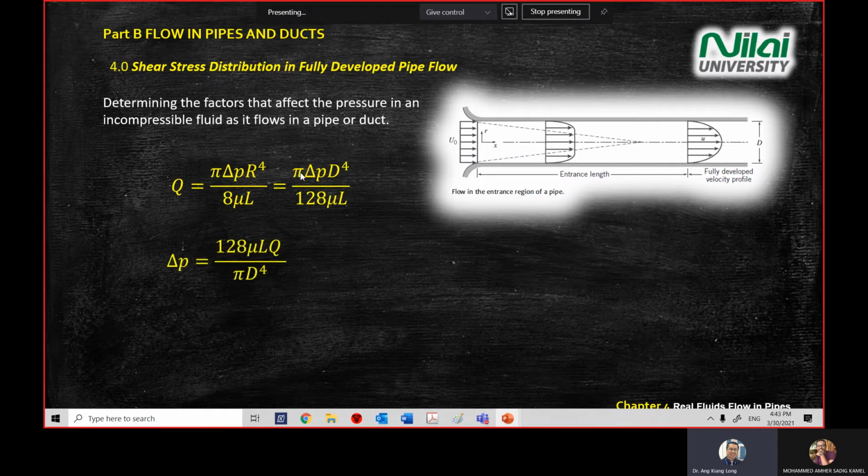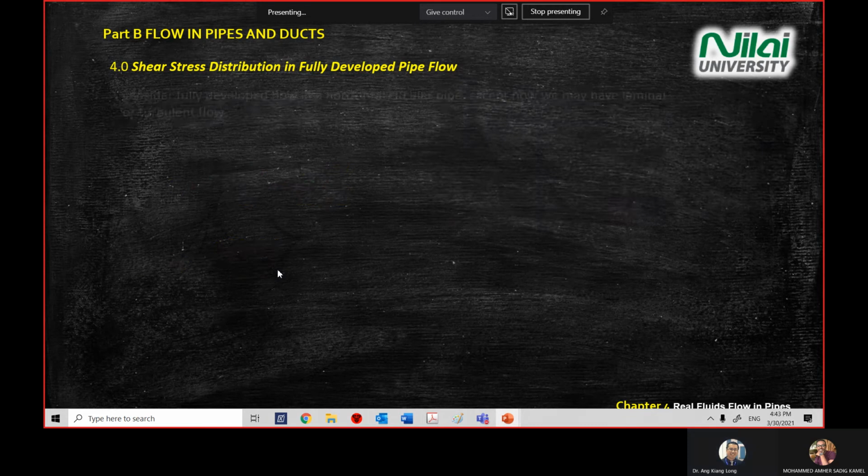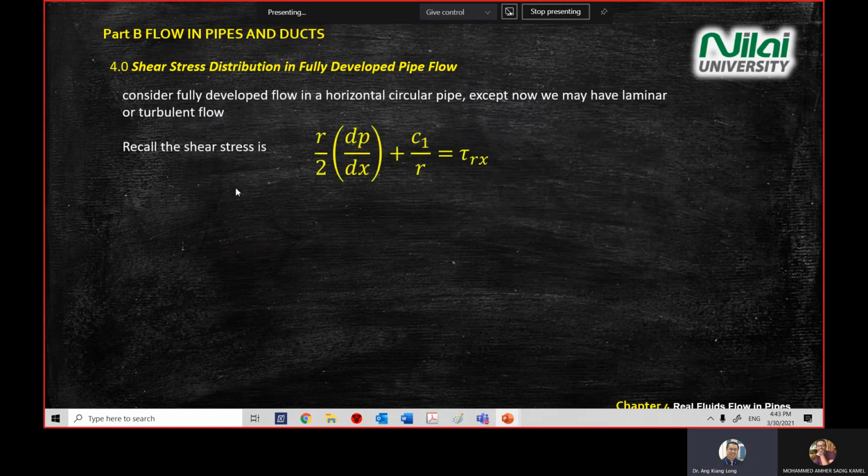So you rewrite the Q equation where the pressure drop delta P is equal to 128 mu L Q divided by pi D power 4. And from there, you can calculate the pressure. All right, so this is the equation that we previously saw when we developed the equation.